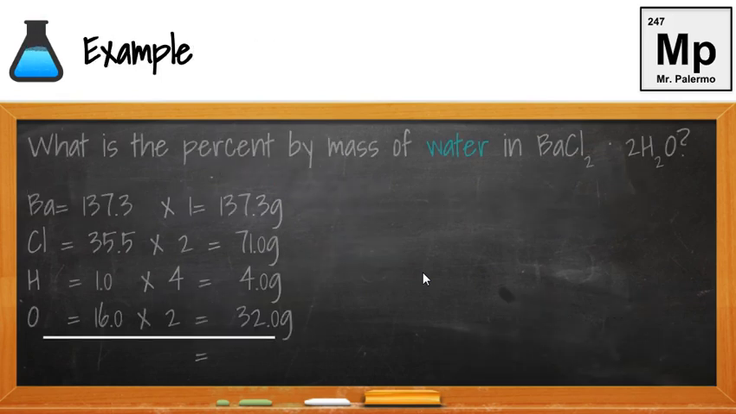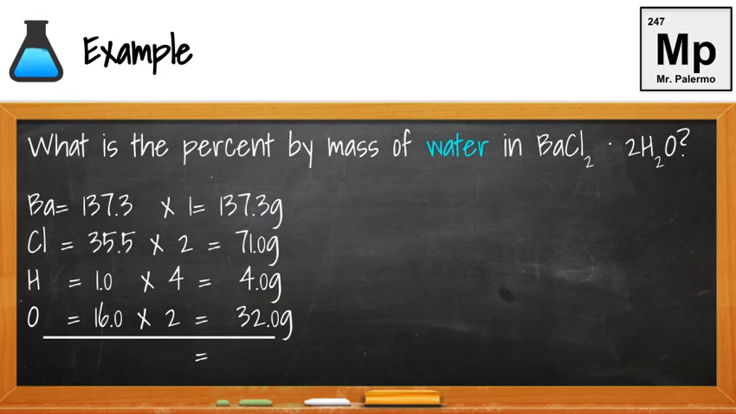So let's see an example. What is the percent by mass of water in BaCl2? And then we're going to have 2 H2O water molecules trapped in this hydrated crystal. So first thing we do, we want to figure out the gram formula mass of the entire substance. So barium is 137.3, chlorine is 35.5, and there's 2 of those. Hydrogen is 1, and there are 4 of those. And then oxygen is 16, and there are 2 of those. I add up this entire thing here, and I get a gram formula mass of 244.3 grams per mole.